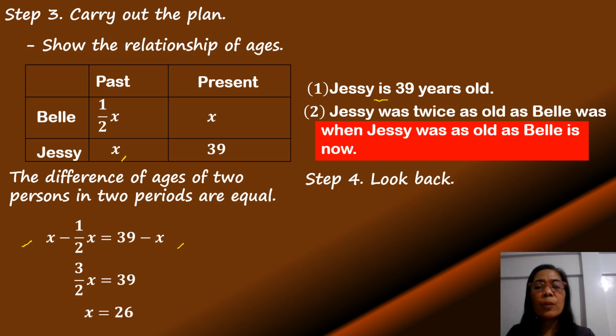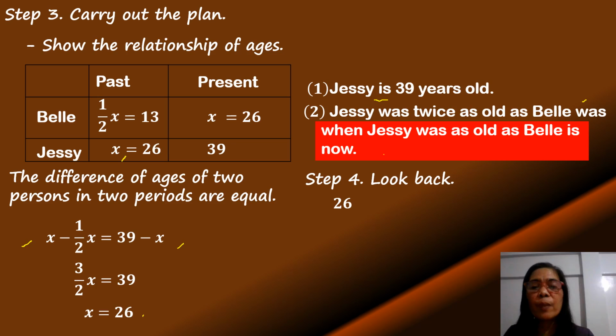The last step of our solution is to look back or to check if this value that we obtained satisfies the conditions or the principles used in creating the equation. So we have here x is 26, so 1/2 of 26 is 13. One condition given in the problem is that Jessy was twice as old as Belle was when Jessy was as old as Belle is now.